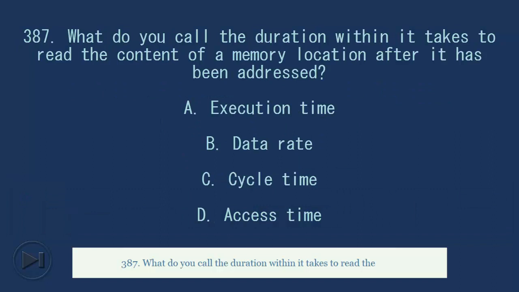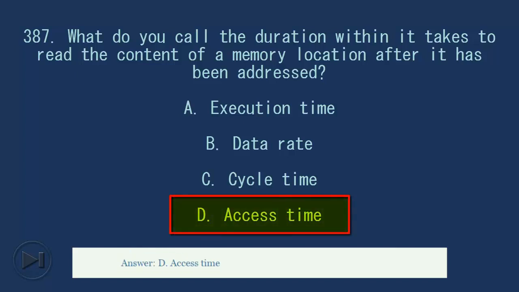387. What do you call the duration within which it takes to read the content of a memory location after it has been addressed? A. Execution time. B. Data rate. C. Cycle time. D. Access time. Answer: D. Access time.